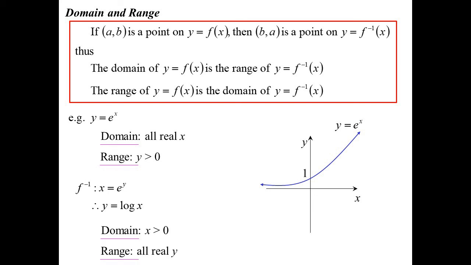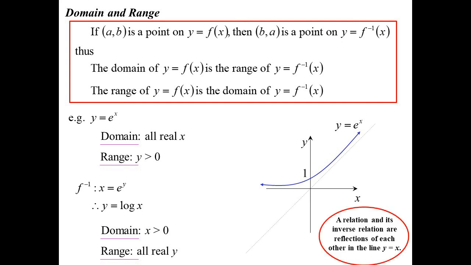So its domain should now be x greater than 0, because the range of the exponential was y greater than 0. And the range of our new function, log x, should be all real y, because the domain of the exponential was all real x. Now when we draw them on the same axes, we should find that the curves are reflections of each other in the line y equals x. So there we go, we put them on the same one, and you'll notice that the line y equals x acts like a mirror, if you like.